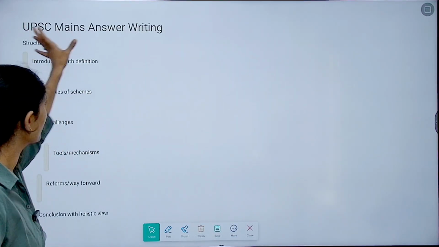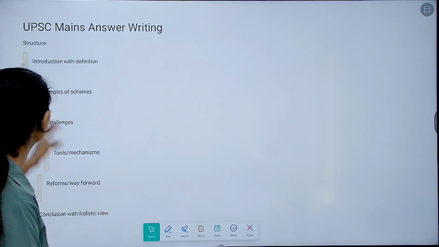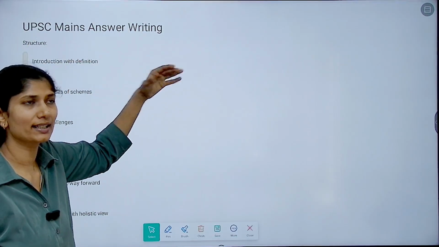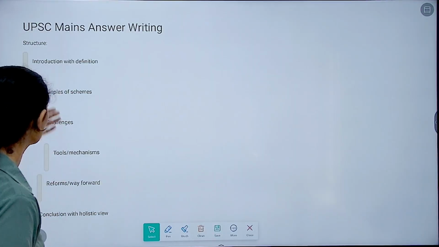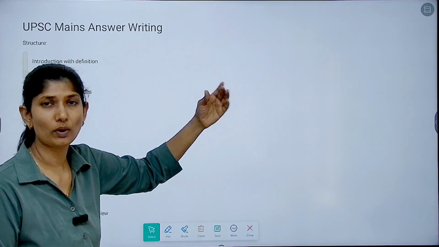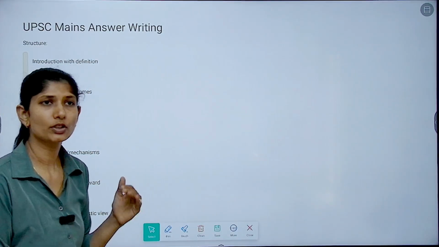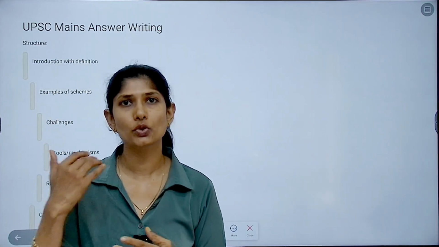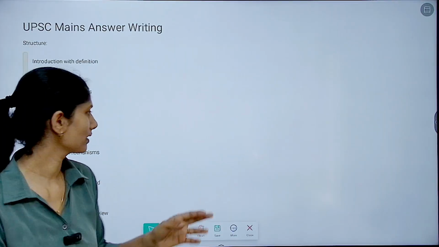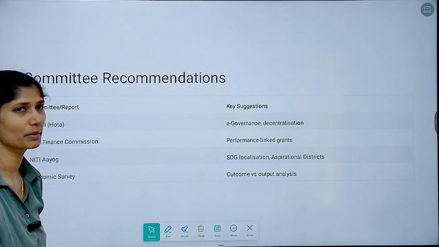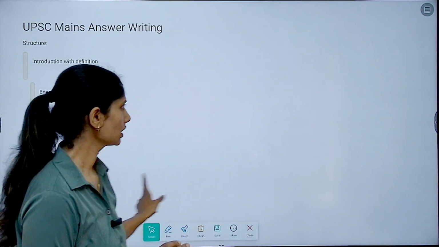So let's say they have asked you a mains question on a particular scheme or the components of the scheme. First, you will go ahead with introducing or defining that particular scheme or that policy, like the intervention, and you will give examples of schemes, sub schemes, what they were, right? You will address the challenges, then you will tell what mechanisms are used to address these challenges. You will also give a little bit of way ahead as to what can be done. That is what your committee suggestions were, and at the end you give a conclusion.